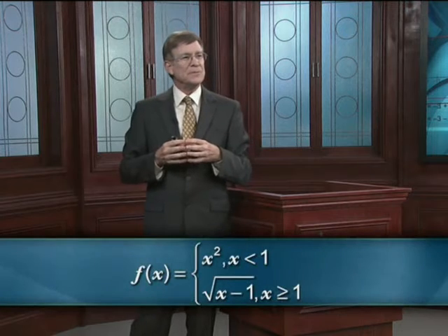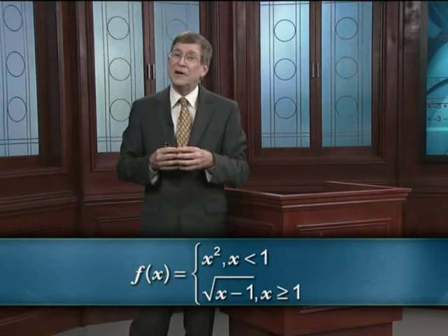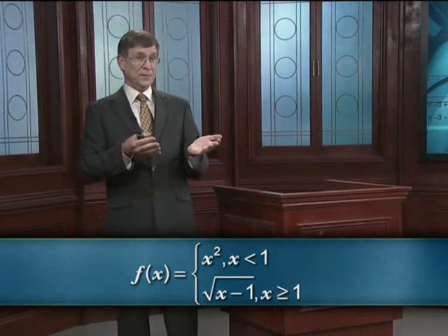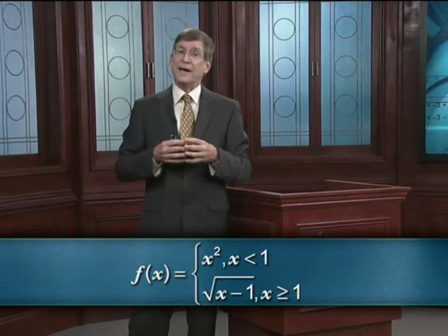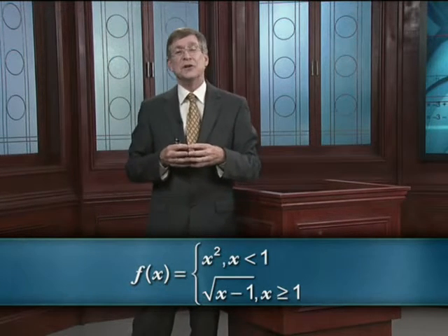Let's look at another function that's a little more complicated. This function, again, is defined by two rules, and here's how it goes. The function f of x equals x squared if x is less than 1, and it equals the square root of x minus 1 if x is greater than or equal to 1. So again, let's become comfortable with this function by plugging in some numbers and seeing the output.